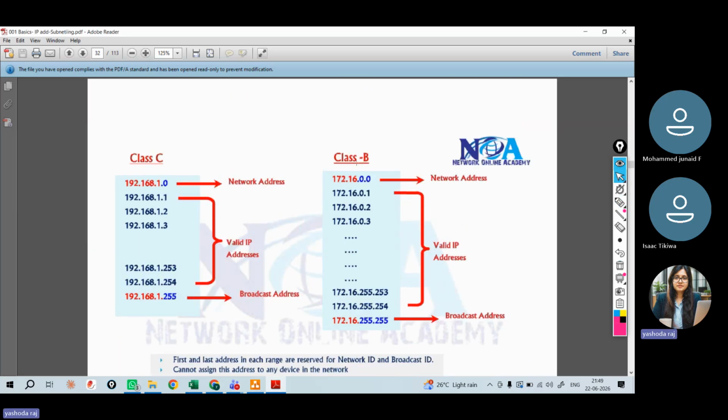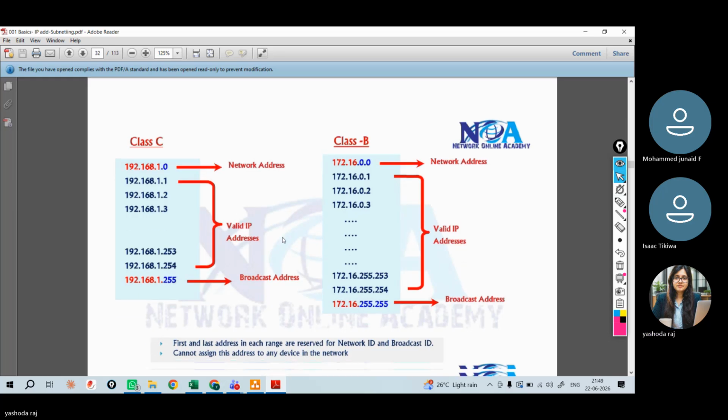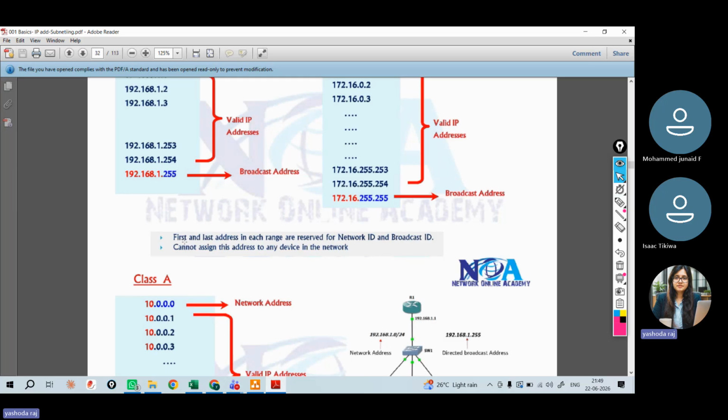In the same way, in class B, 172.16.0.0 is one network, which starts from this IP, and the last IP is 172.16.255.255. The first IP address is considered the network address. The last IP address is considered the broadcast address. These addresses we call reserved IP addresses. The first and last address in each range are reserved for the network ID and the broadcast ID. You cannot assign these addresses to any of the devices in the network. Got it?